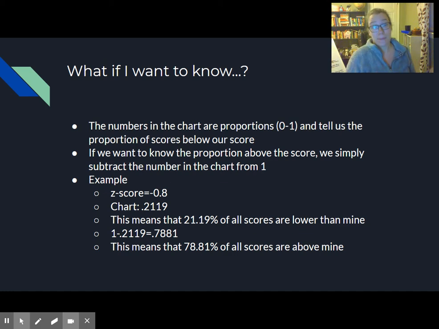So that tells me that I'm not doing so well on this one. There are only 21% of people who did worse than me. I'm not doing so great on this one, but 78% of people did better than me. That's what this tells me. So all I have to do, remember, if we are looking for what is above us on the z-table, is subtract that number in the chart from 1, and that'll tell us the other side.